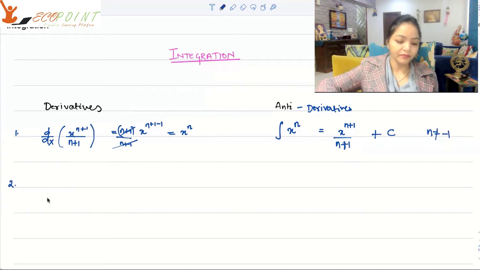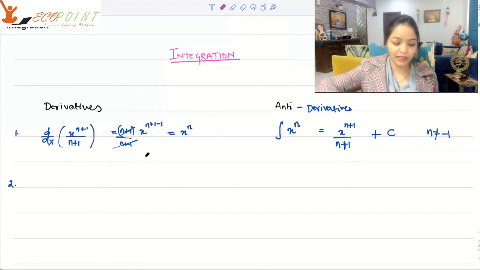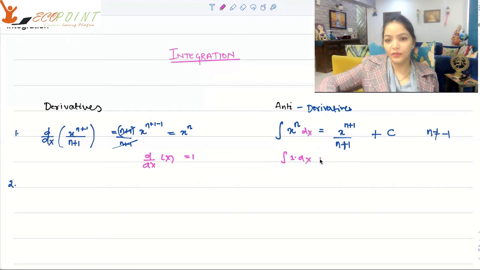And n should not be equal to minus 1 because then your denominator becomes 0. Similarly, you can also note down that d by dx of x is 1. So the integral of 1 dx with respect to x will just be x plus c.